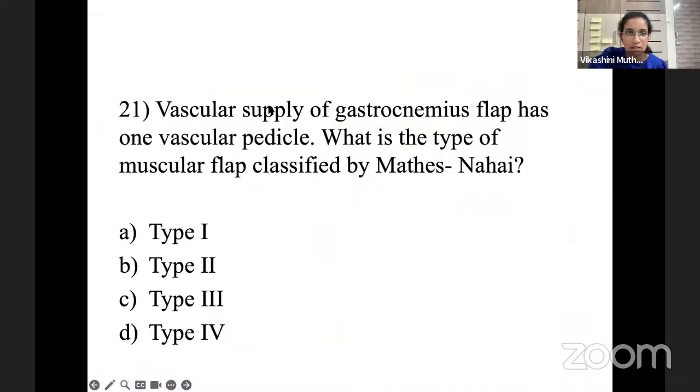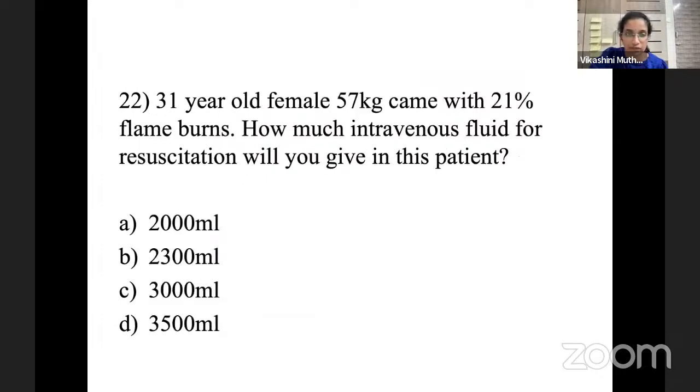Now coming back to the question. So vascular supply of gastrocnemius is one vascular pedicle. So single vascular pedicle. What is the type? Simple, right? It's type 1. Mathes-Nahai muscle flap classification.